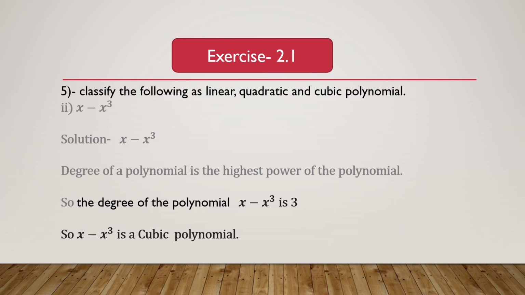The second bit given is x minus x cube. Here the degree, or highest power of this polynomial, is 3, x cube. So its degree is 3. It is a cubic polynomial. The degree of this polynomial x minus x cube is 3, so it is a cubic polynomial.